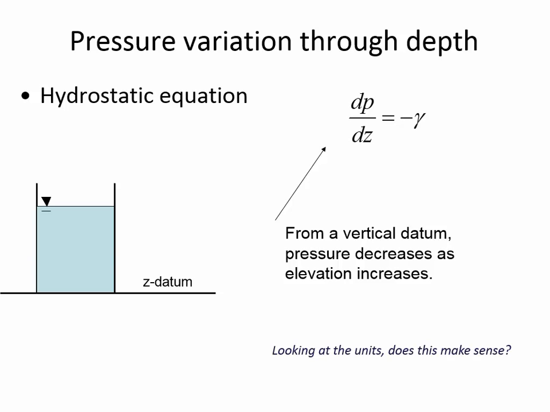So from a unit standpoint, if you look at the units of pressure, it will be newtons per meter squared, and you're dividing that by meters, which is a change in elevation, and then on the left-hand side, the units are consistent with what we have on the right-hand side, which is newtons per meter cubed for the unit weight of water.